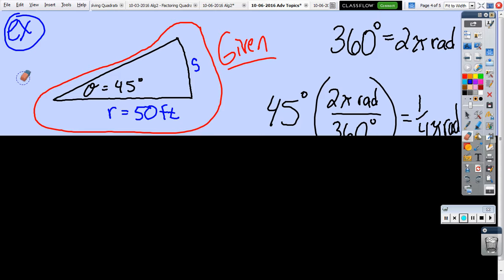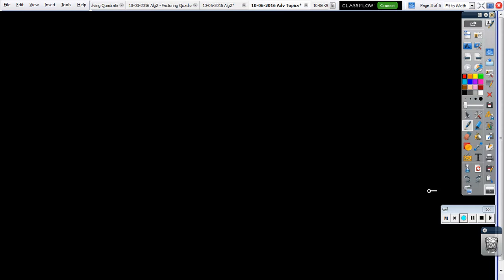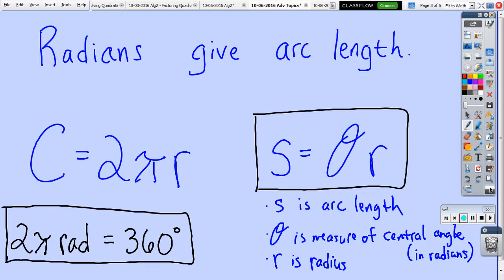Questions are good, but I want you to focus on the fact that all you're given is what's in red. Okay, so first off, for us to use this formula right here, this has to be in radians. So let's go ahead and take care of that first.